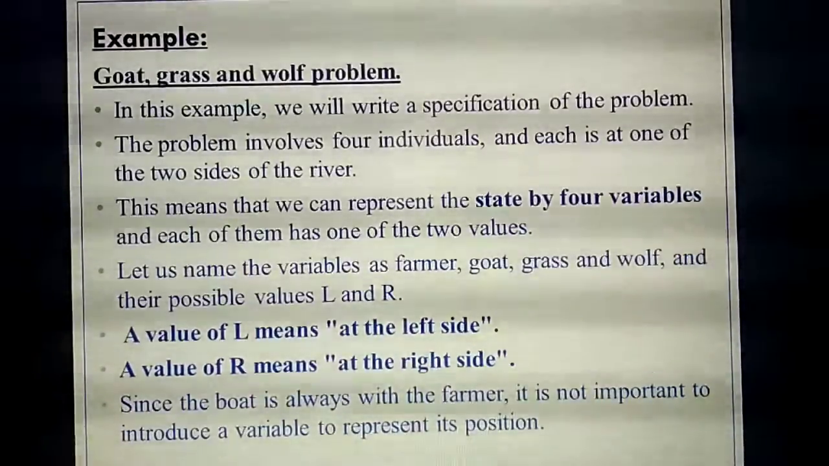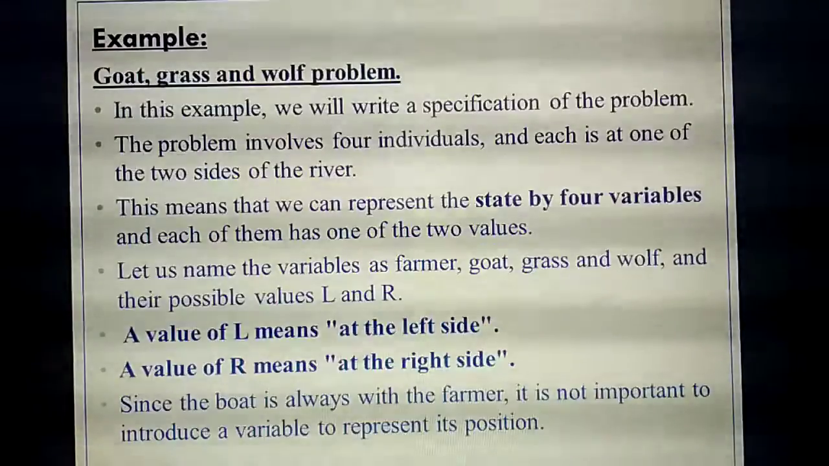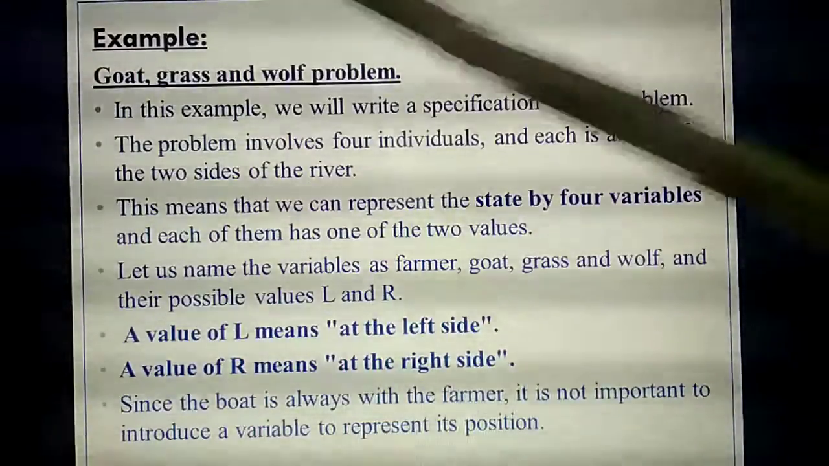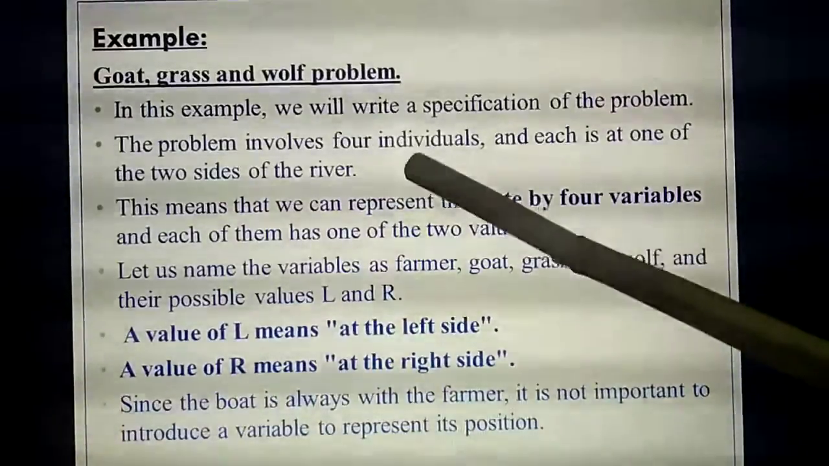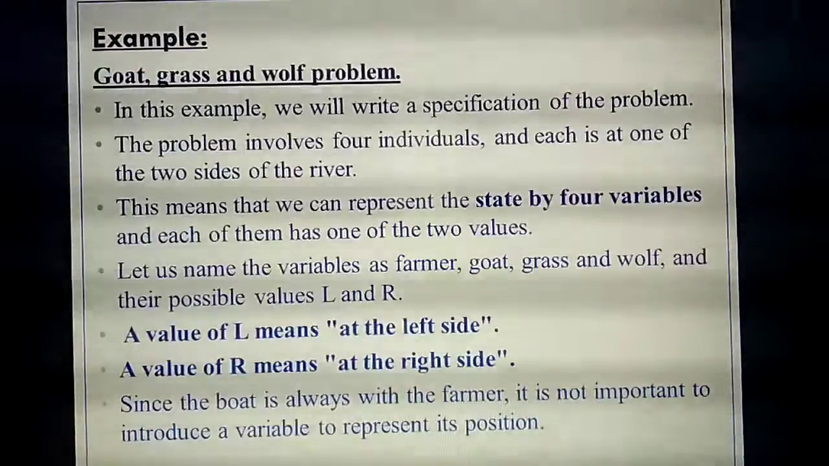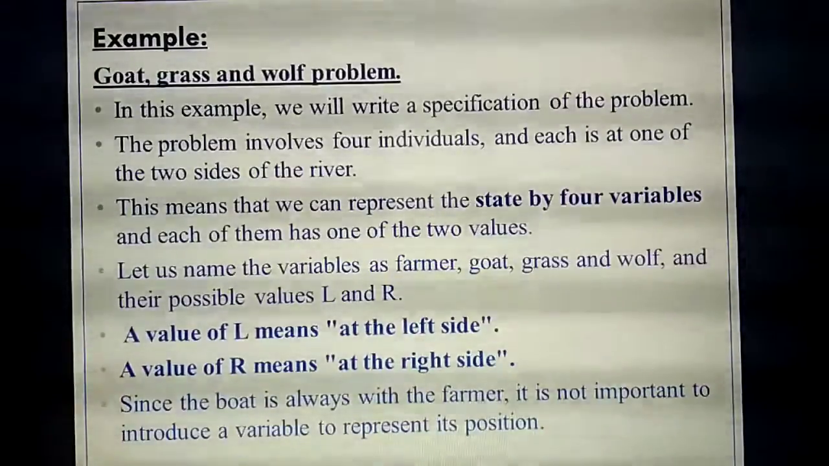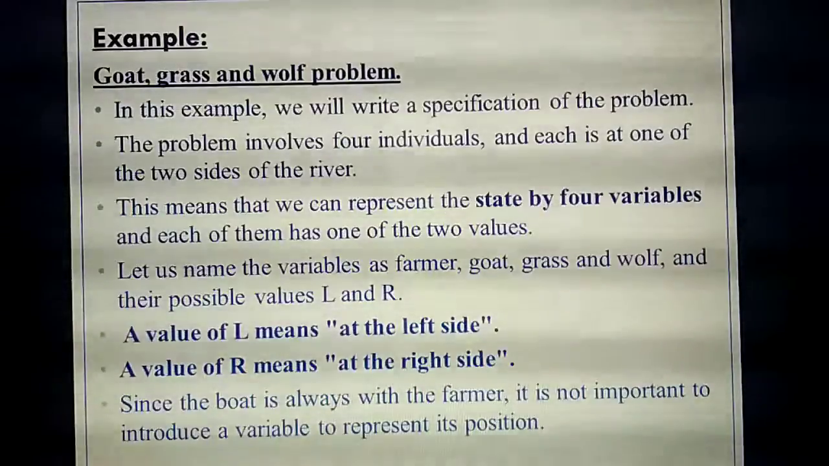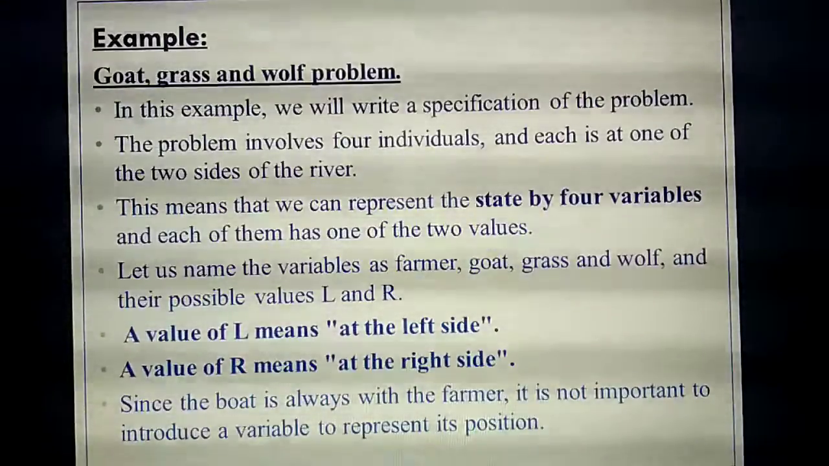Farmer, grass bundle, wolf and a goat. So 4 individuals are there. That only they are giving. This problem involves how many individuals? 4. So each of them, first they are standing at which side? One side of the river. So at the end they need to cross and go to the next side.